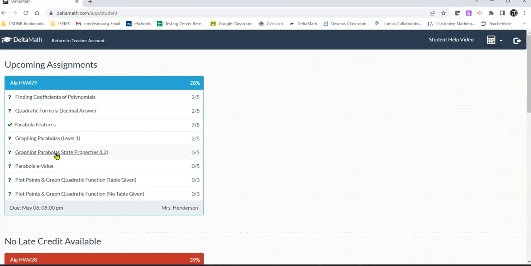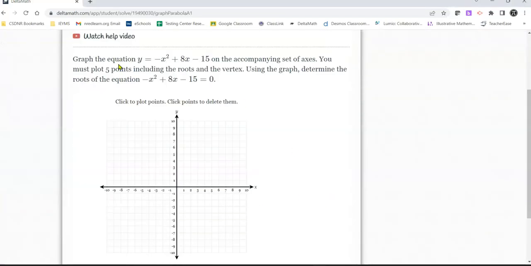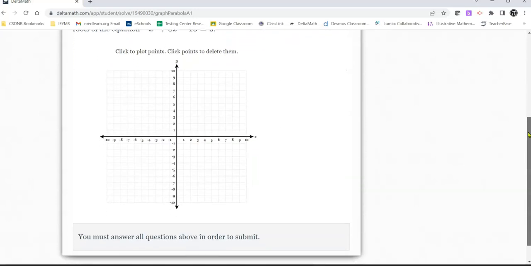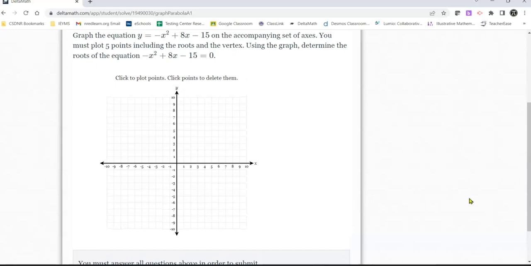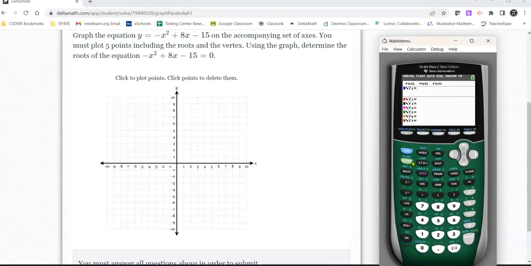All right, graphing parabolas and stating properties. So here they ask you to graph this parabola. You must plot 5 points again, including the roots and the vertex. And then, using the graph, determine the roots of the equation. So this seems like the same thing we did before. So I'm going to type this equation into my graphing calculator again. I'm going to type, negative x squared this time, plus 8x minus 15.